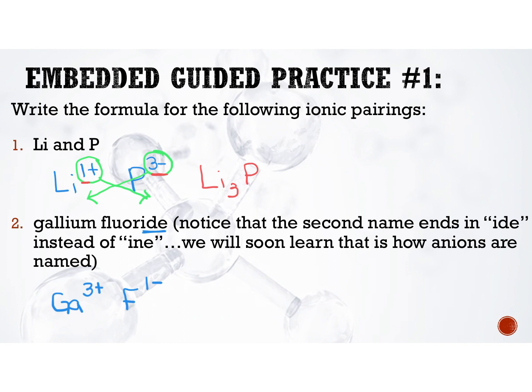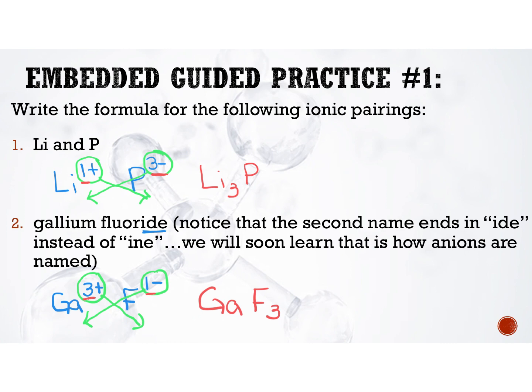Again, we're going to crisscross those charges, and then we're going to rewrite the formula. So I have Ga1, but we don't write ones, followed by F, and it's getting a 3. And we have GaF3 for our compound formula.